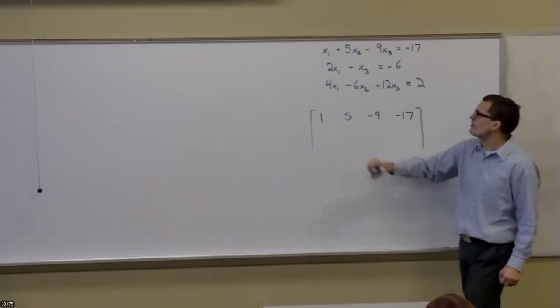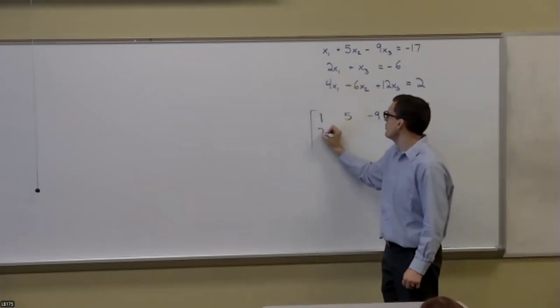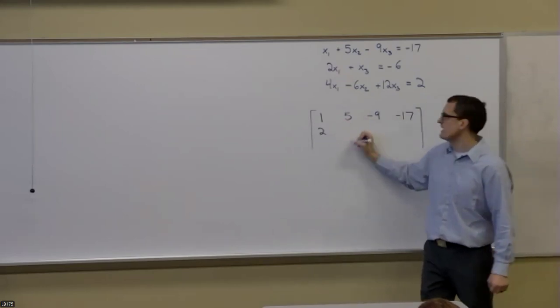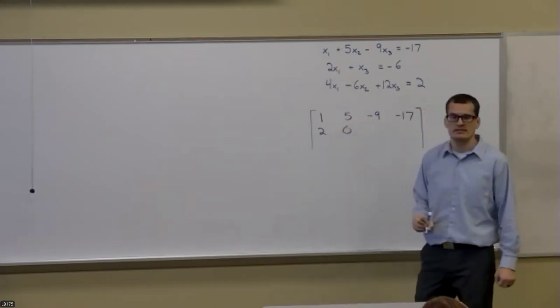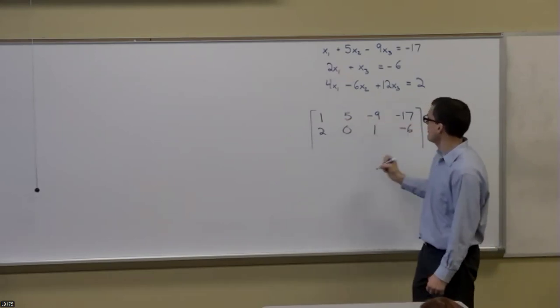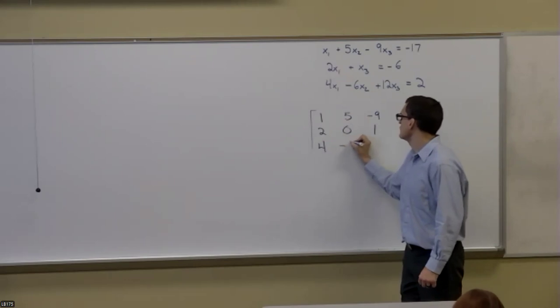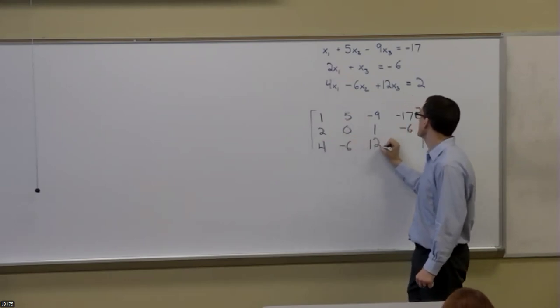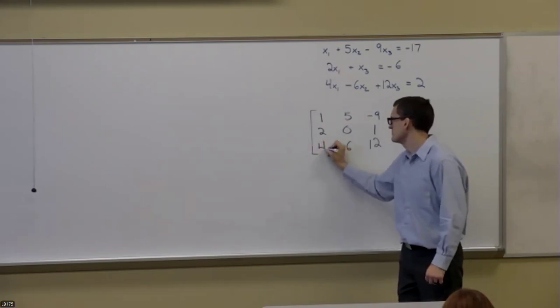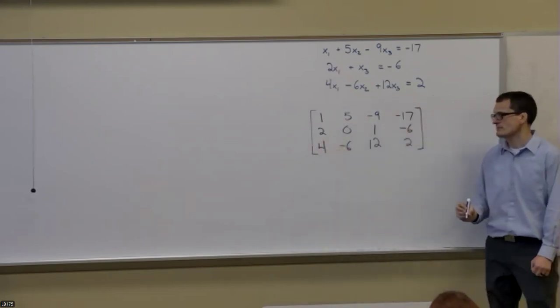Second row, the coefficient of x1 is a 2. What do I put as the coefficient of x2? 0. Yeah, just put the 0 entry. And then 1, -6. That's all. Last is 4, -6, 12, 2. And we're done.